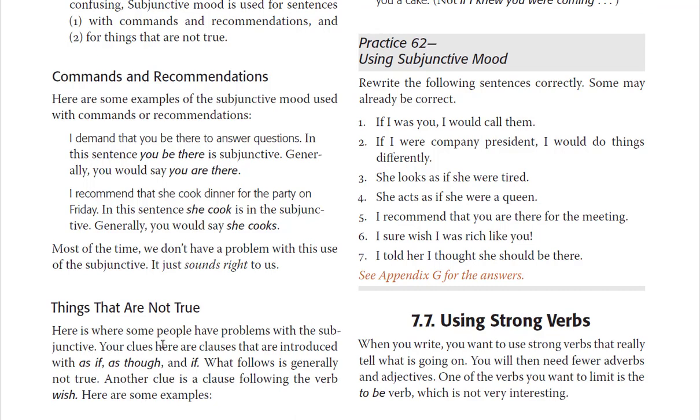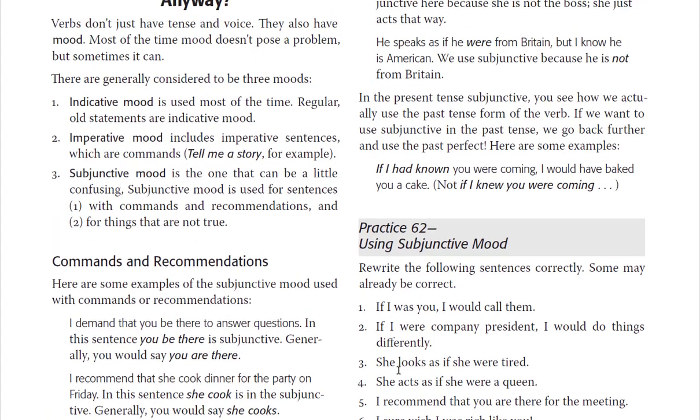Here is where some people have problems with the subjunctive. Your clues here are clauses that are introduced with as if, as though, and if. What follows is generally not true. Another clue is a clause following the verb wish. Here are some examples. In other grammar books, this is known as the hypothetical wish, or hypotheticals with modals.